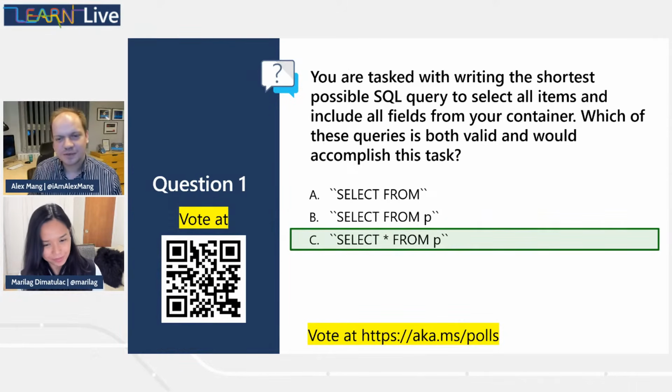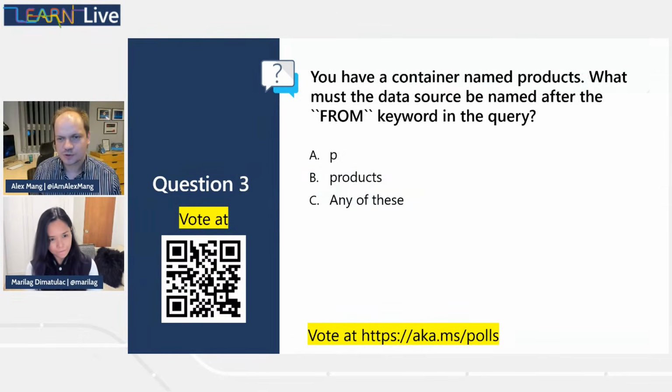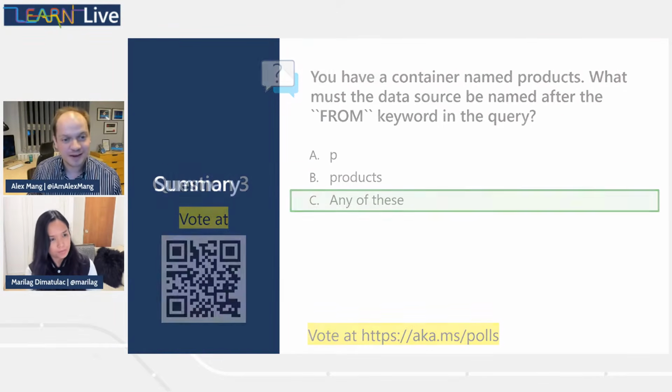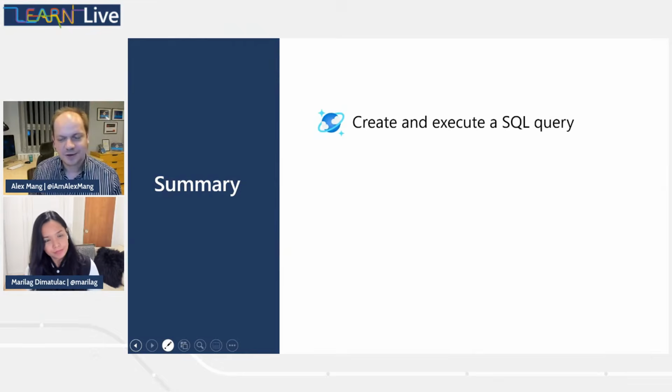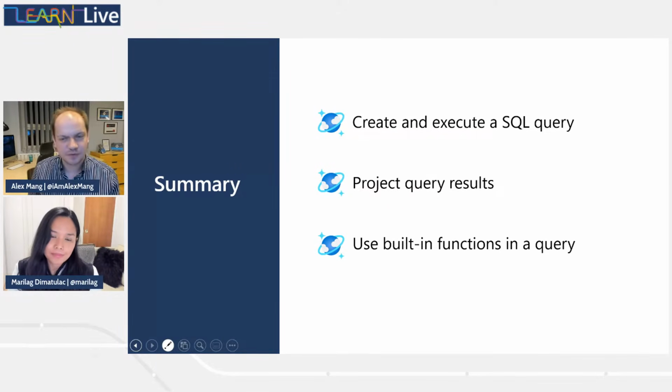Cool. We're going to skip the other questions from our knowledge check because we're slowly but surely getting out of time here. Marilag, I don't know about you, but I've had a lot of fun covering today's fundamental topic on running queries on Cosmos DB SQL API. We've learned a lot, haven't we? Yeah, we did. So fundamental, but still some interesting things.